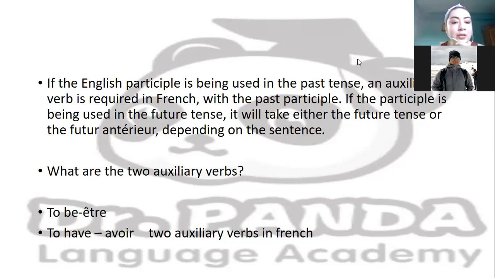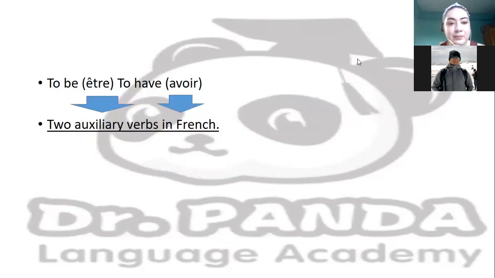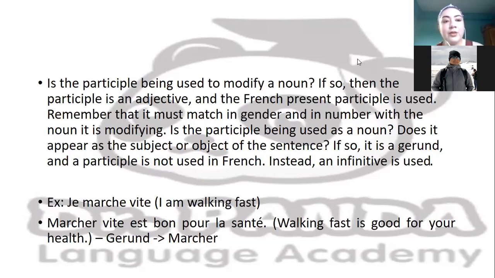So what are the two auxiliary verbs again? Être and avoir. Yes, very good. So is the participle being used to modify a noun? If so, then the participle is an adjective. Okay. And the French present participle is used. Remember that it must match in gender and in number with the noun it is modifying.